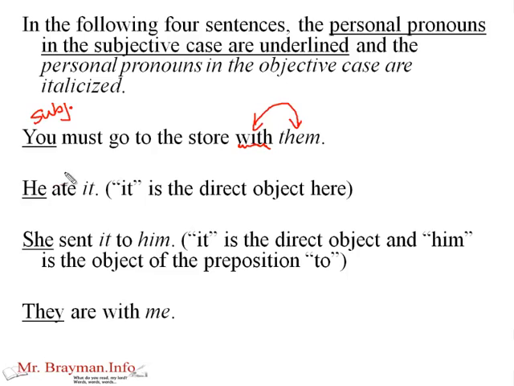Same thing here, right? He ate it. Ate is a transitive verb. It requires a direct object, right? And it is the direct object here. Now, it is the same whether it's in the subjective or the objective case, right?